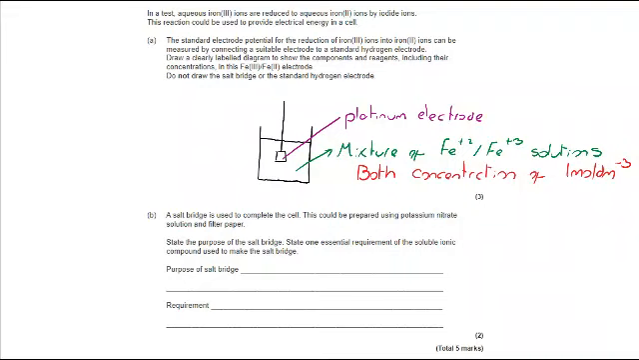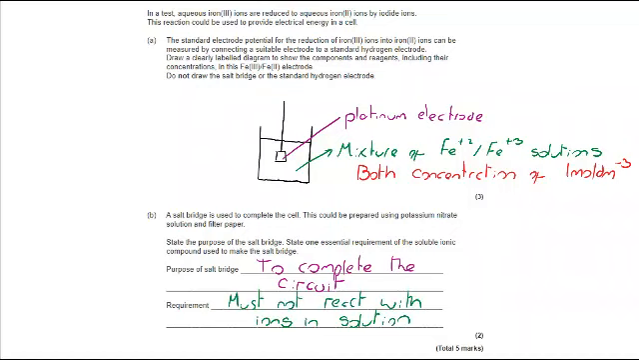On to part B, a salt bridge is used to complete the cell. This could be prepared using potassium nitrate solution and filter paper. State the purpose of the salt bridge, state 1 essential requirement of the soluble ionic compound used to make the salt bridge. So the purpose is to complete the circuit. Without it, we are not going to get a flow of current. The requirement is that it mustn't react itself with the ions in solution, because that would have an impact on the values that we would be measuring.